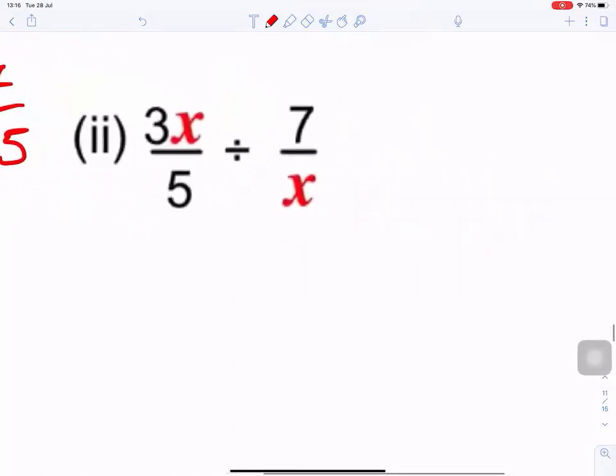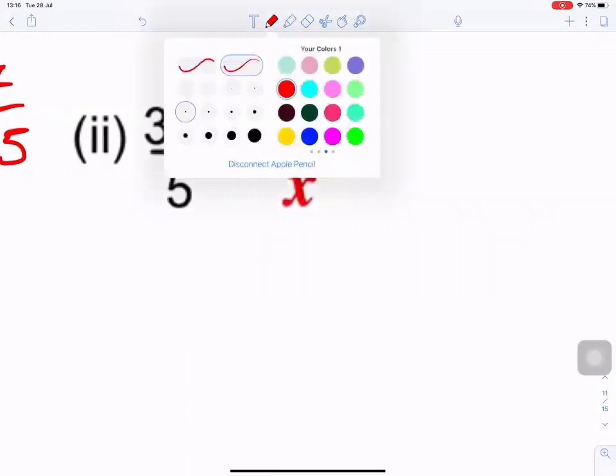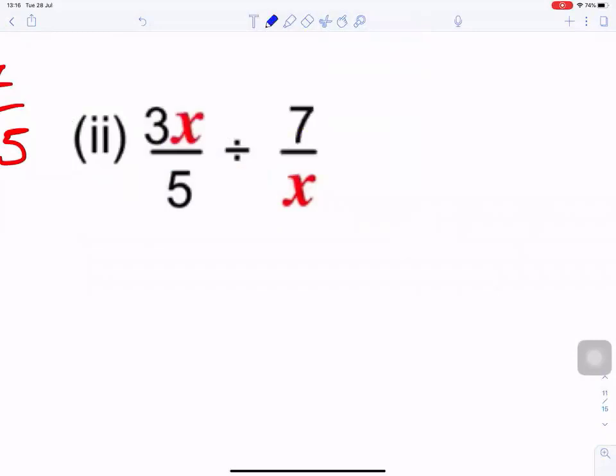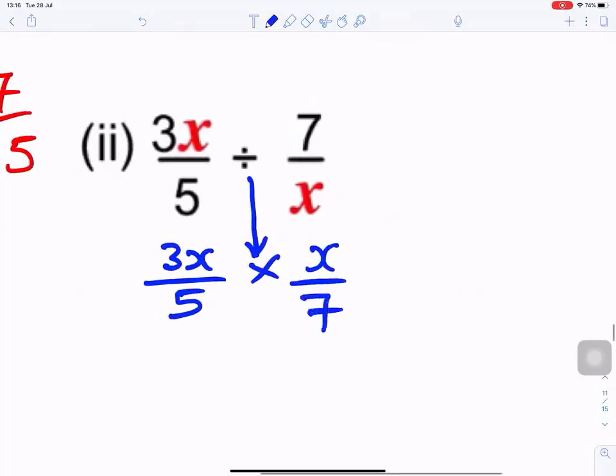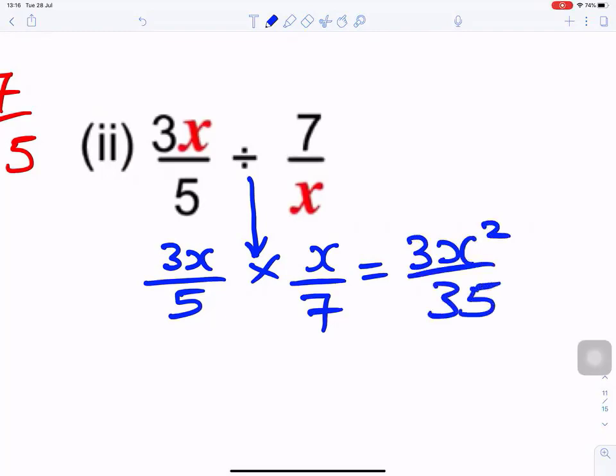Okay, for this next one. So I did the exact same thing, just flip the x over 7 and 3x over 5 around. So it's 3x times x, which is 3x squared, and 5 times 7. So I write 3x over 5. I change that to times. And then it's x over 7. And then I just do normal multiplication, so it's 3x squared over 5 times 7, which is 35. 3x squared over 35. Perfect. That's correct.